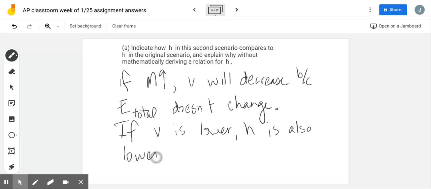Right, because our height depends on our speed. The slower that thing is going while it approaches, like if we slowly roll a ball up a ramp, even if it gets all the way to the top of the ramp, it probably just falls off, versus if we whip it up the ramp, it goes really fast. It goes higher in the air.